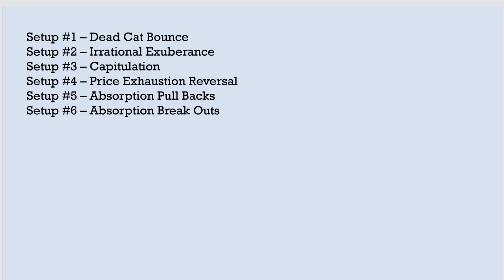Alright, so the 6 setups I'll discuss here are: setup number 1, the dead cat bounce. Setup number 2, irrational exuberance. Setup number 3, capitulation. Setup 4, price exhaustion reversals. Setup 5 is absorption pullbacks. And setup 6 is absorption breakouts.